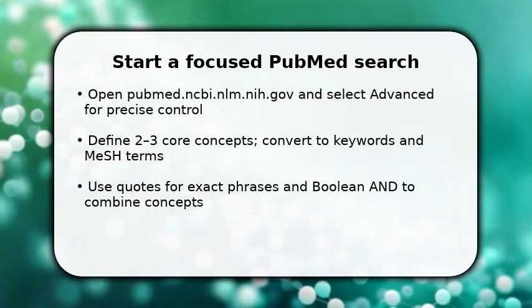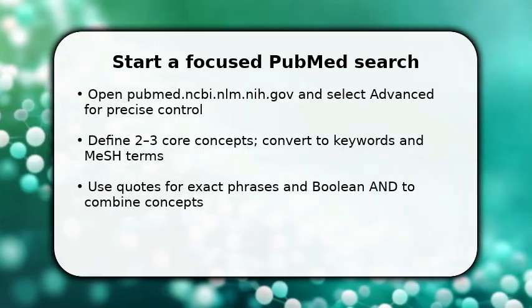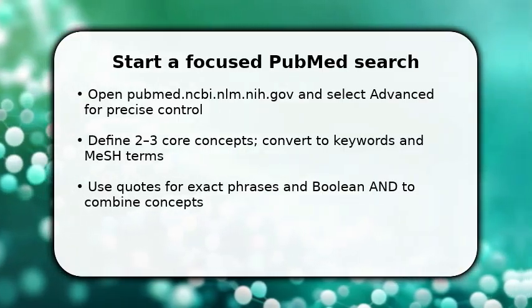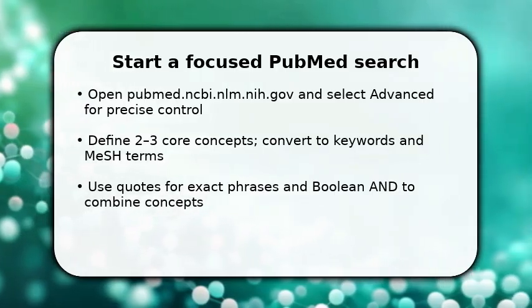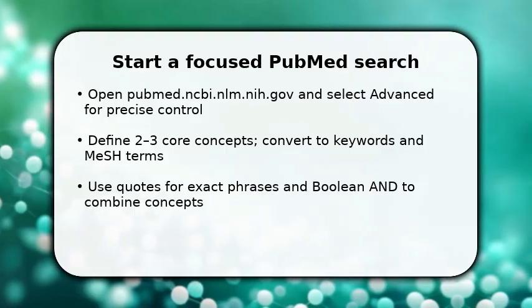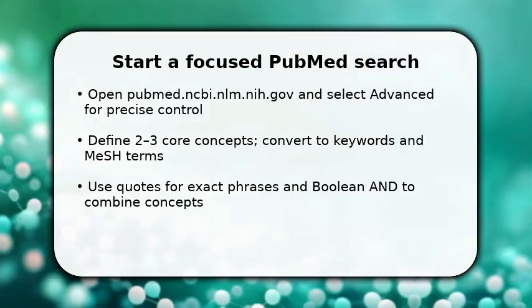You begin by opening PubMed and using Advanced to speed precision. First, pick 2-3 core concepts: disease, intervention, population, and translate them to keywords and MeSH. Then create a basic query using quotes for exact phrases and Boolean AND to combine concepts.